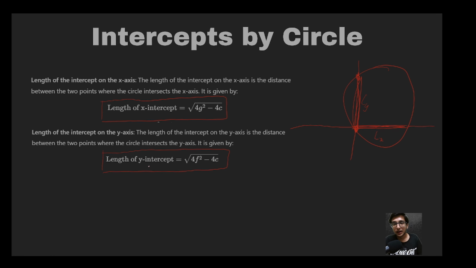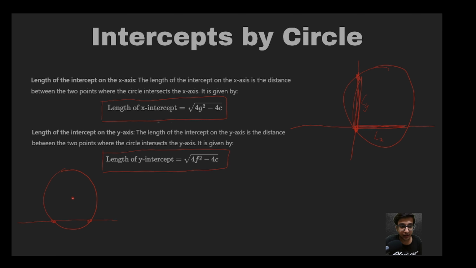Simply formulas. I'm not going to get into the derivation of finding out the length of x-intercept and y-intercept. It is in the syllabus of JEE Advanced. However, I will still just give you a brief overview. Let's say this is our circle, this is our x-axis, and I'm trying to find out the x-intercept.